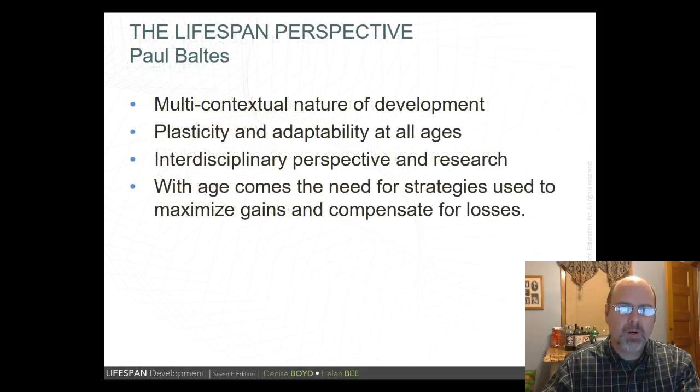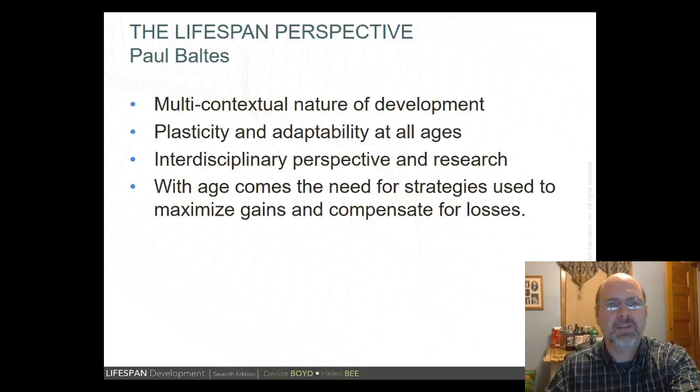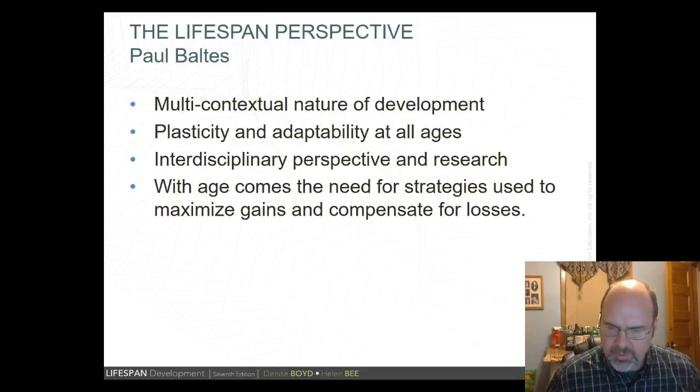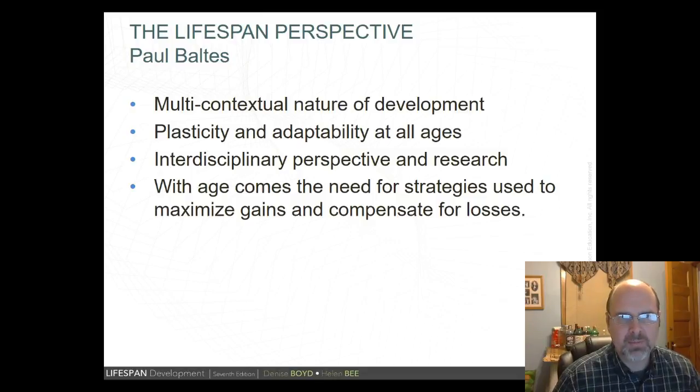Paul Baltes also talks about the multi-contextual nature of development, which includes family, neighborhood, and culture. He talked about plasticity and adaptability at all ages. He emphasized what's called the positive aspects of advanced age.